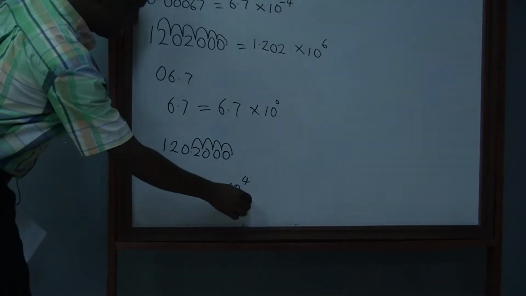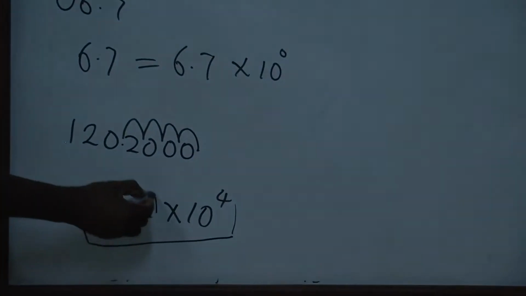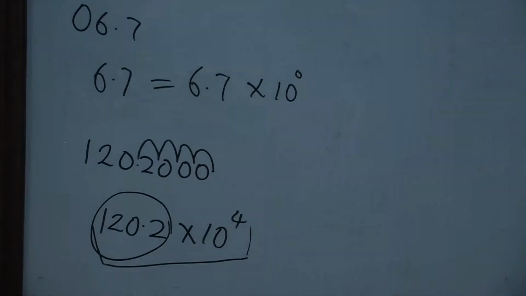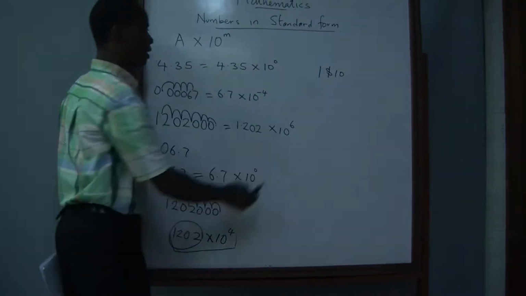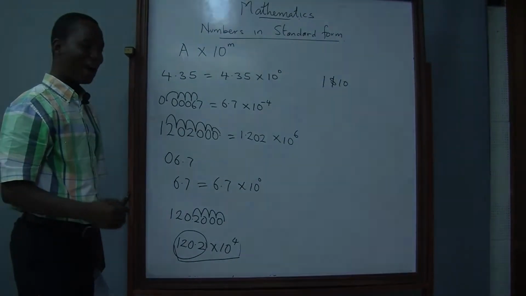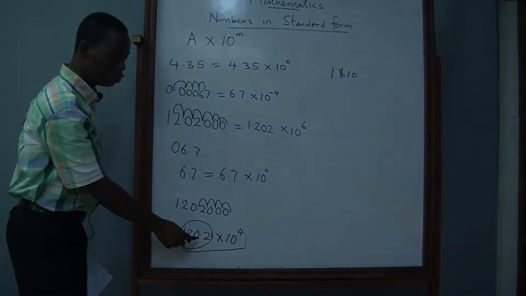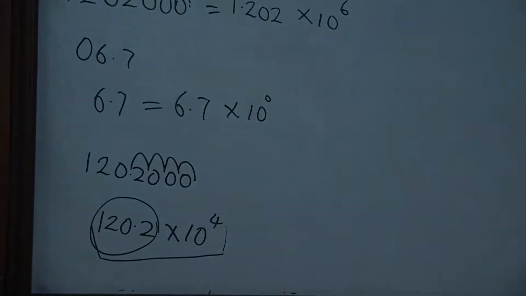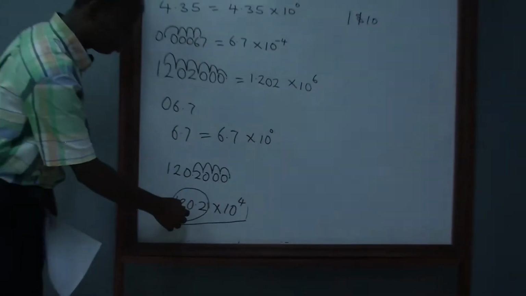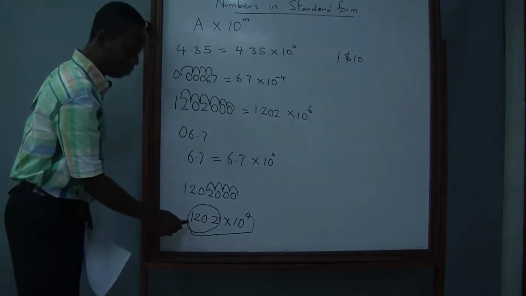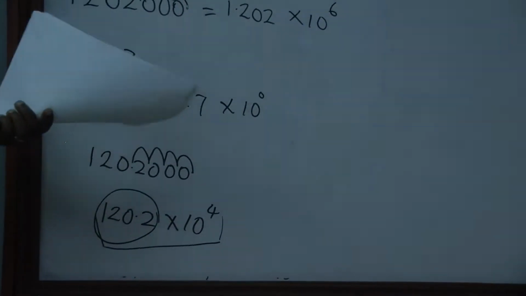Now, the reason why this will not be fulfilling what we have been talking about is this part should form our A according to what we have here. And our A must be a number between 1 and 10. Our A must always be between 1 and 10. But the number we have here is 120.2. Is 120.2 between 1 and 10? Beautiful. No. So that's the reason why we cannot stop here. We cannot stop until we get here. That will give us a number between 1 and 10. That's the first question. Thank you.